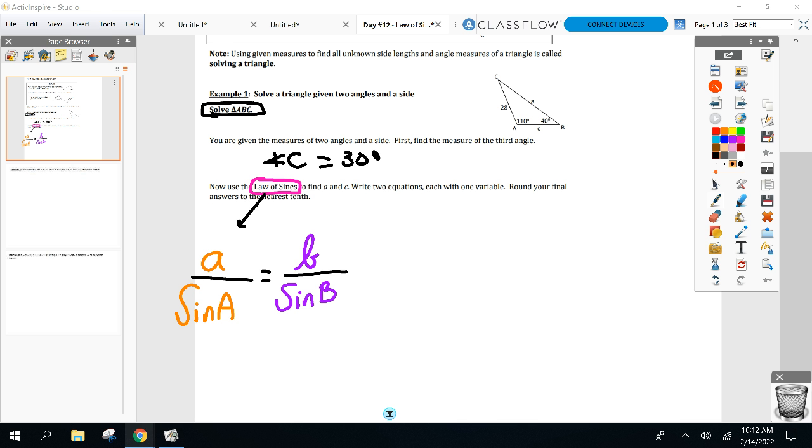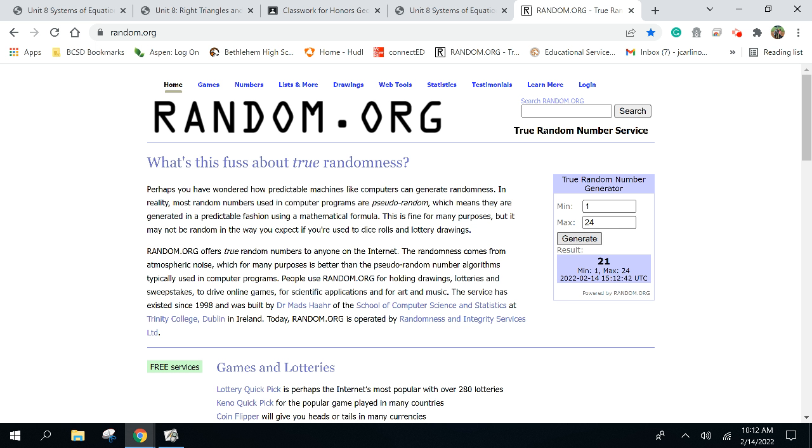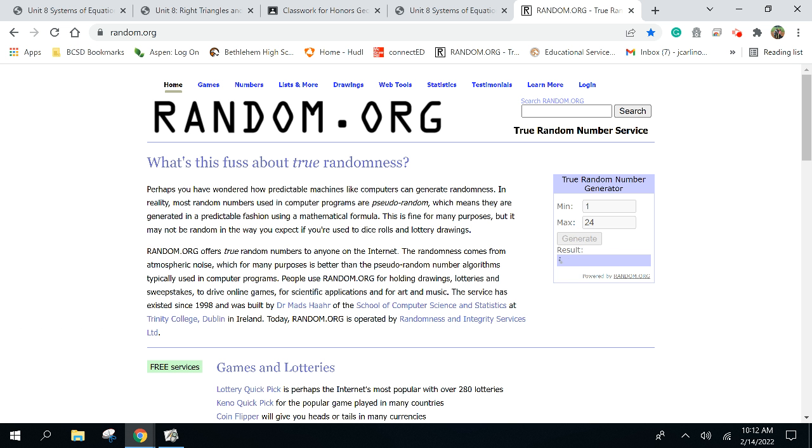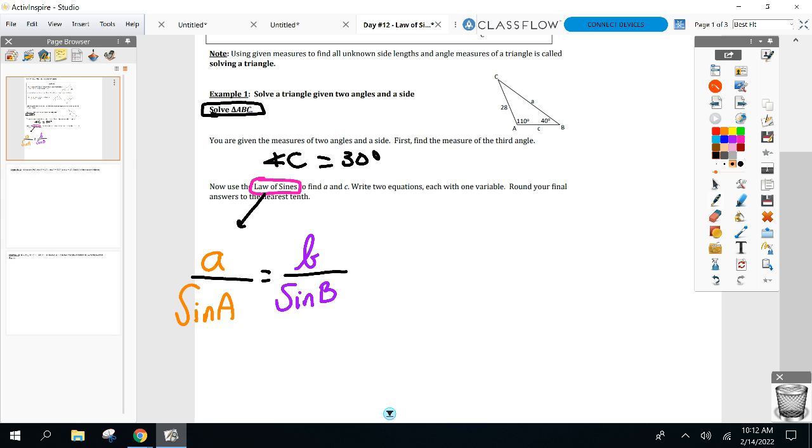Big decision coming up for somebody. I have 2 sides I have left, a and c. George, you ready? You pick for the class. Do you want to find side a or side c? Okay, everyone, here we go. Let's find side a, using law of sines.